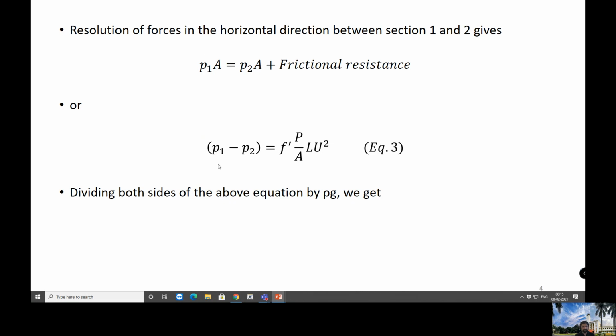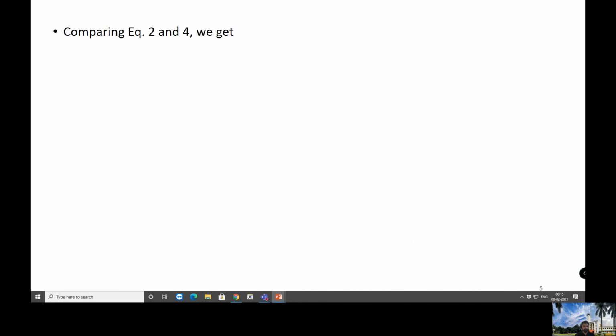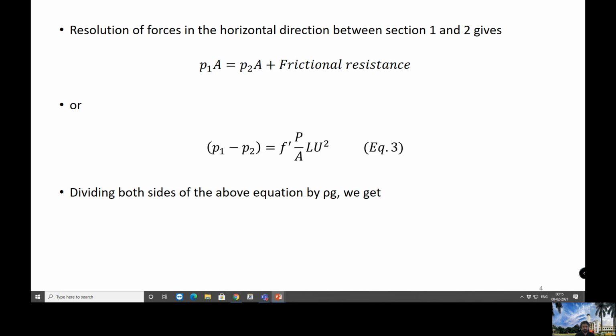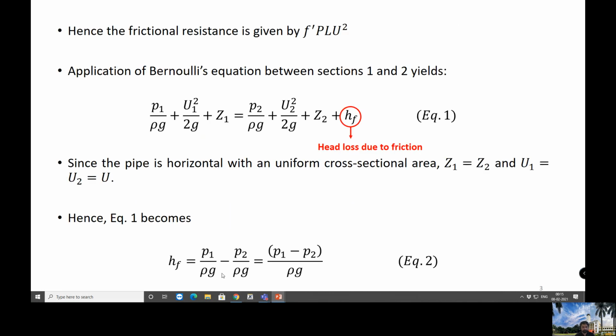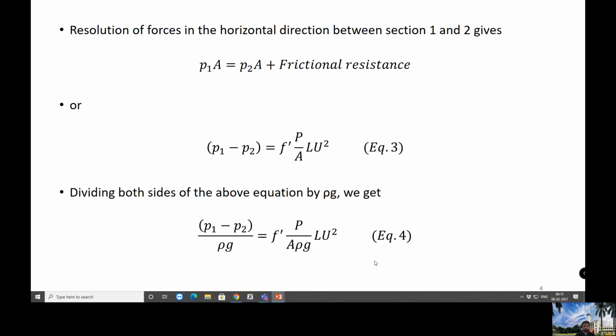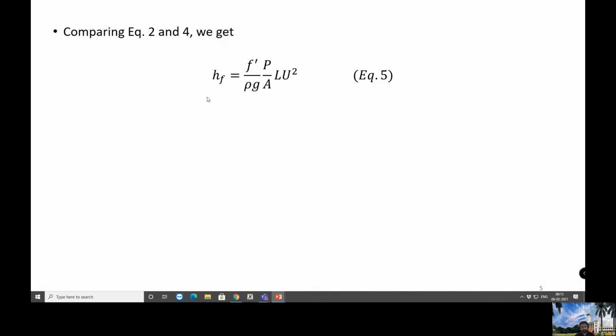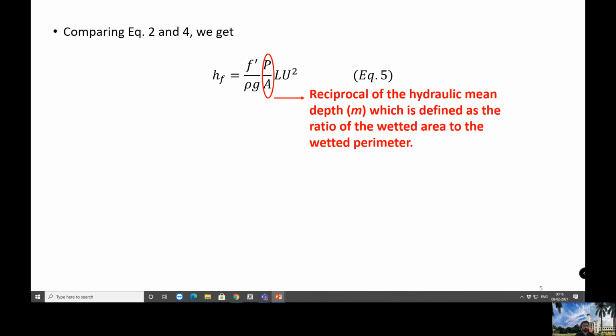Now if we divide both sides of the equation by rho g, we will get (P1 minus P2) by rho g is equal to F dash P by A rho g times L U square. If we compare equations 2 and 4, equation number 4 is this and equation number 2 is here, which we got in terms of HF. We can also write HF is equal to F dash by rho g into P by A into L U square. Very simple, just equating equation numbers 2 and 4.